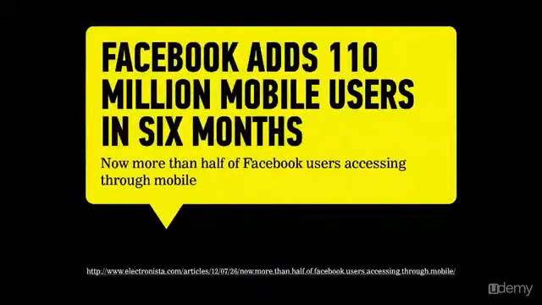But it's not just about devices. Facebook added 110 million mobile users in 6 months, to the extent that more than half of Facebook users were accessing it through a mobile device. So that means that the primary way that people interact with Facebook now is from iPhones and Android devices and other smartphones.